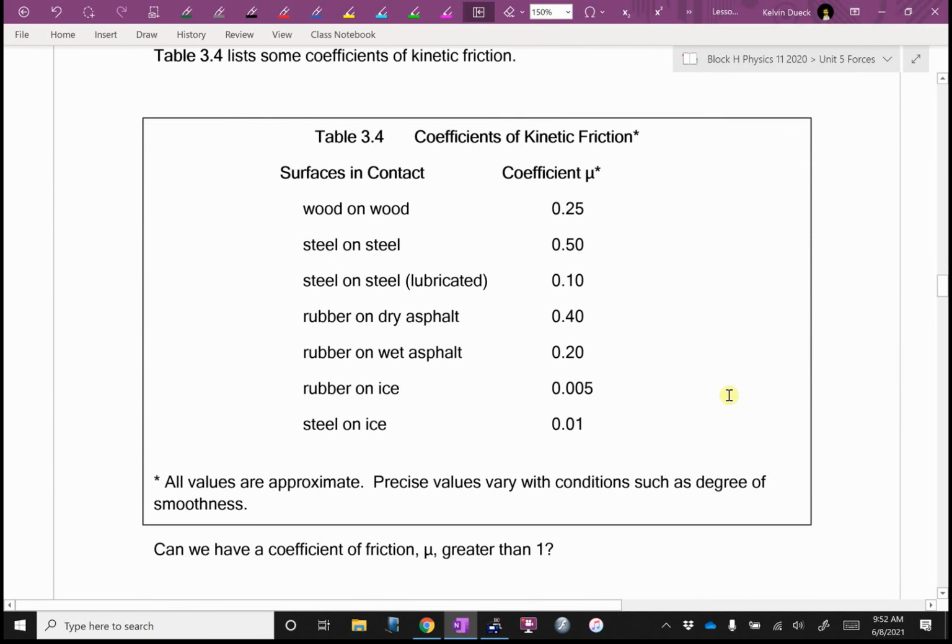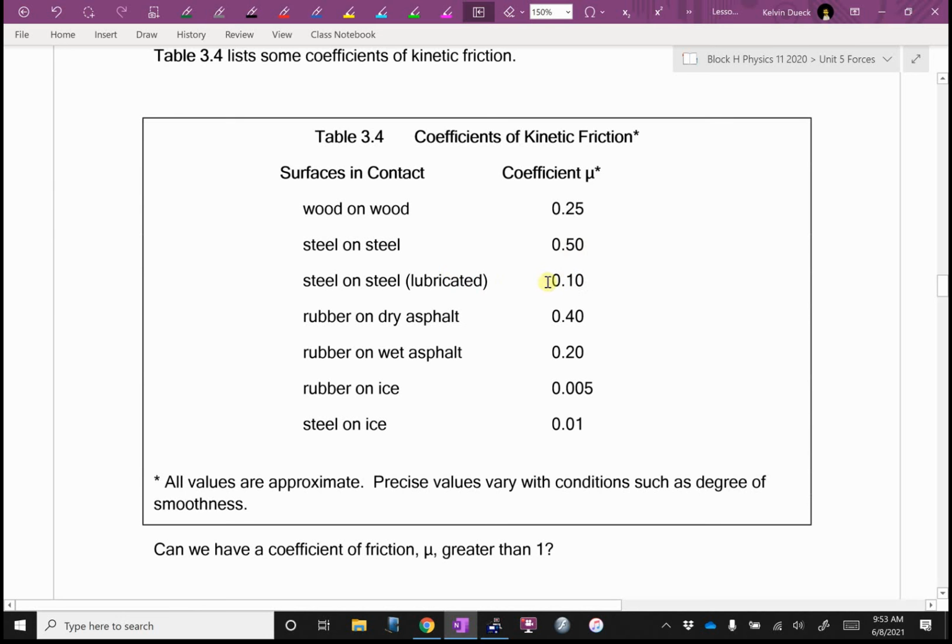You do not need to memorize this, but whenever I introduce a concept, I like to try and give you an idea of what's really big and what's really small. So here are some common coefficients of friction. Wood on wood has a coefficient of friction about 0.25. Slides okay. Steel on steel doesn't slide great. How do we get steel to slide on steel successfully? Oil it. Yep, so when you lubricate it, it goes down to about 0.1.